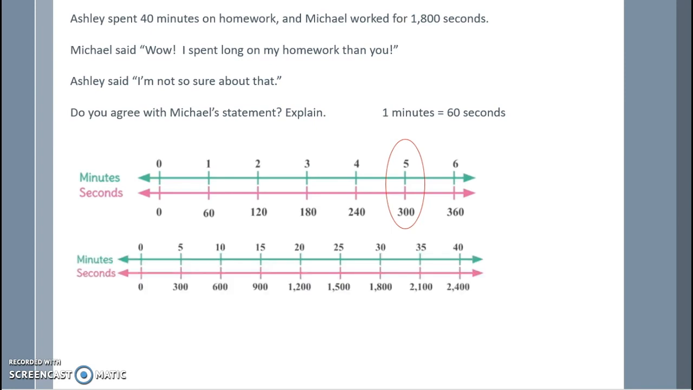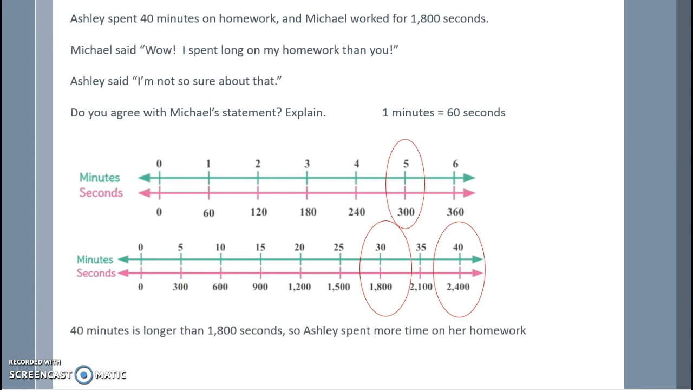So still 0, 0, 5 minutes is 300, 10 is 600, 15 is 900, etc. And then I circled 30 minutes in 1,800 seconds and 40 minutes with 2,400 seconds. Clearly, 40 minutes is longer than 1,800 seconds. So Ashley spent more time on her homework.